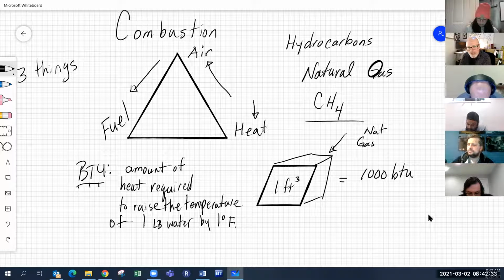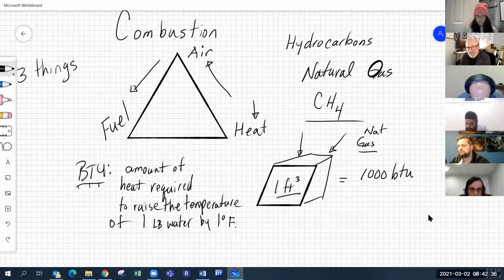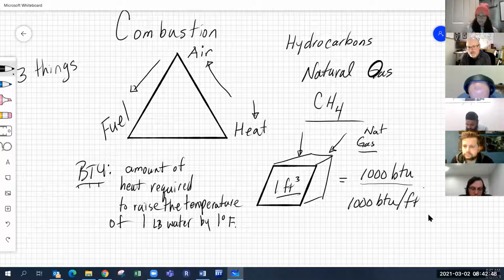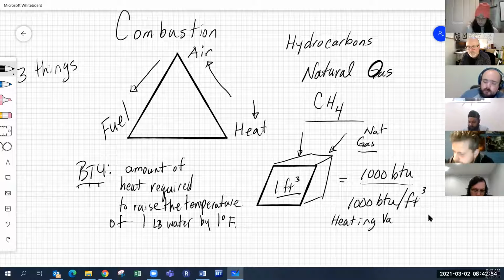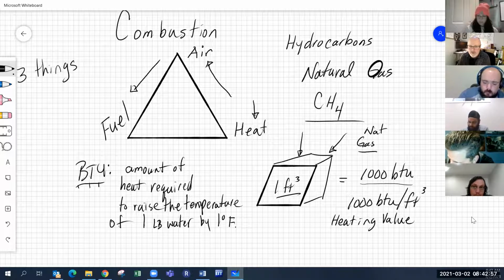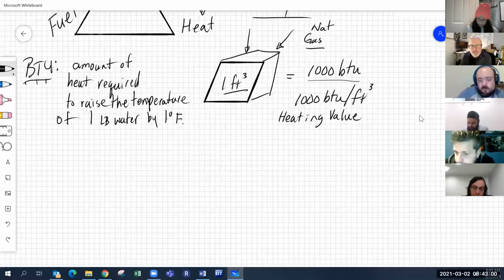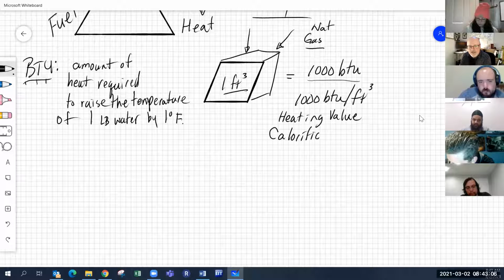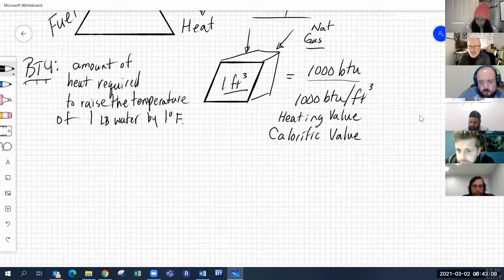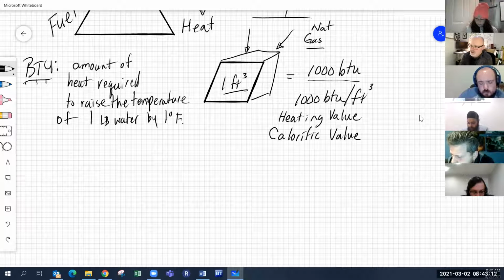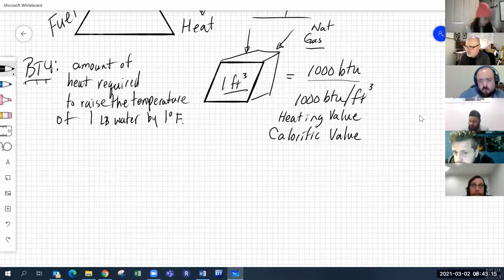Now, I just told you if I had 1 cubic foot of natural gas, I can get 1,000 BTUs out of it. So this 1,000 BTUs per cubic foot is called a heating value. And sometimes they also call this heating value calorific value. It's the amount of heat energy per a certain volume of gas. Okay, that's really what it is.